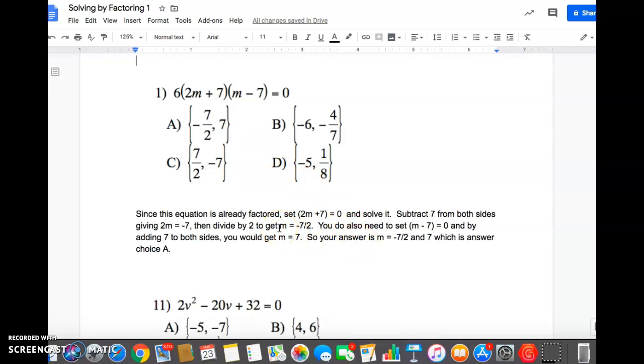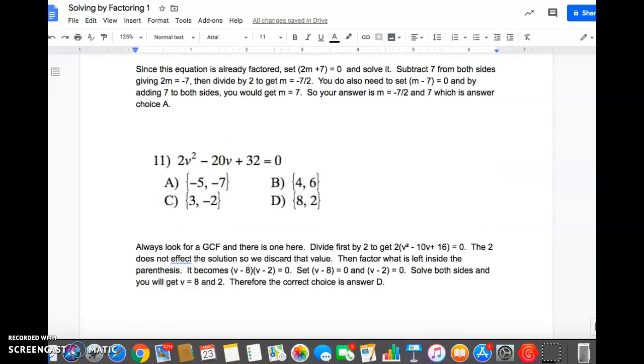Do note that if that's actually a solution, you could plug these numbers in to m, right? You do negative 7 over 2 for both m's, and you work this out and you would get a 0. Right, same thing with 7. If you plug 7 in for both m's, you would get a 0 as well, just to check your answers. It's a good thing to do, but you don't have to do that. And we'll look at another one.